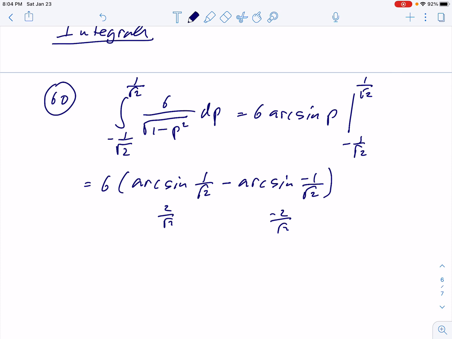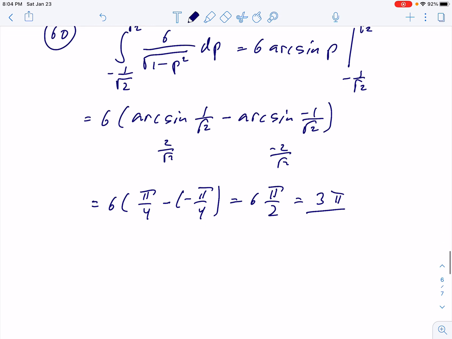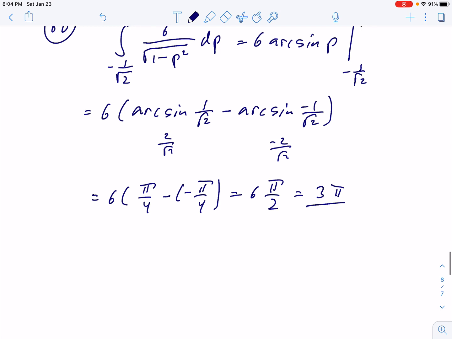second value here. So this will be 6 times pi over 4 minus -pi over 4. That's 6 times pi over 4 plus pi over 4, which is pi over 2. And this becomes 3 pi, the value of our integral. So it's important to figure out arc sine 1 over root of 2 is pi over 4. Arc sine -1 over root of 2 is -pi over 4. We're looking for a solution between -pi over 2 and pi over 2.